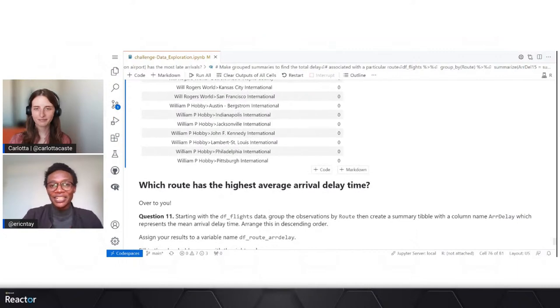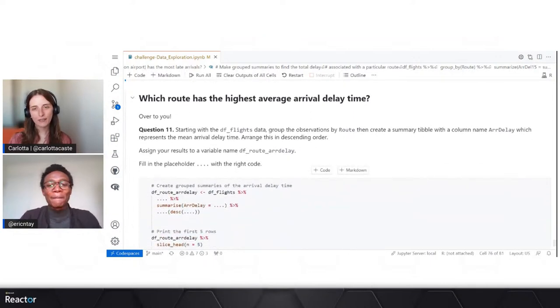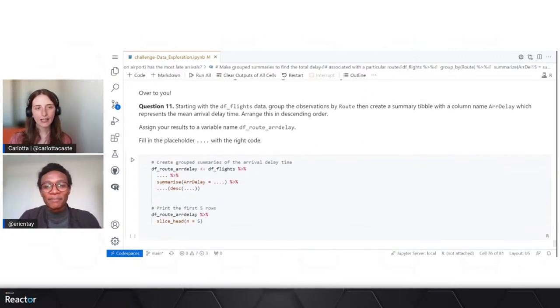So Carlotta, now over to our final question. What are we doing? Yeah, so let's move to our final question, question 11 of this challenge. Let's perform a similar analysis, this time on average arrival delay time. We want to explore the relationship between the route, the new column we just defined, and the highest average arrival delay time. Again, we will use verbs we just used, like group by, summarize and arrange.